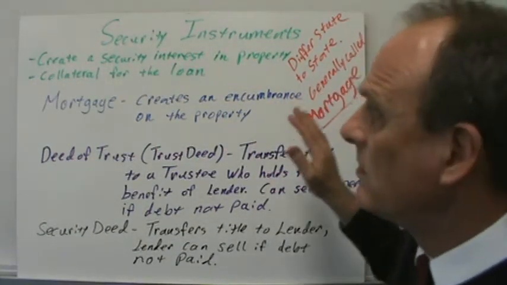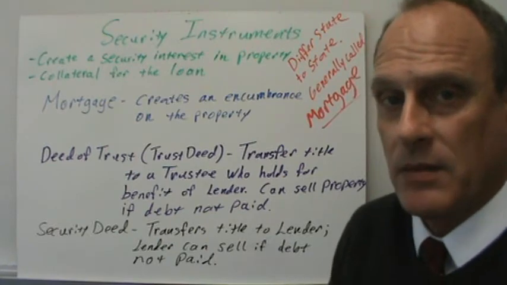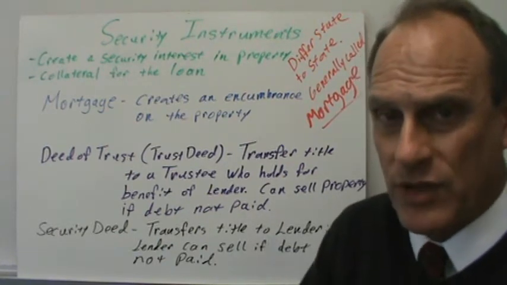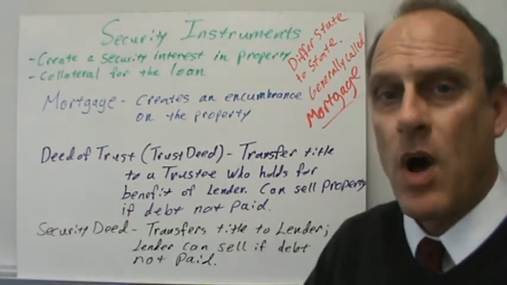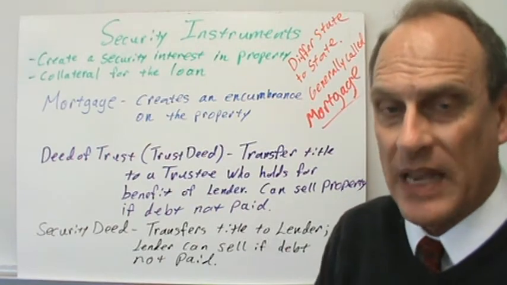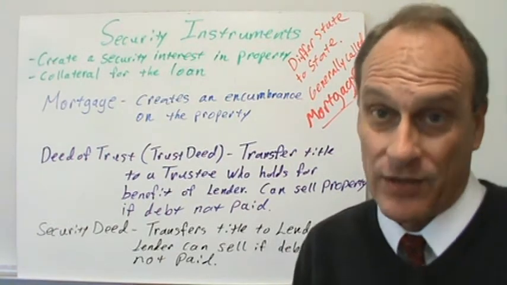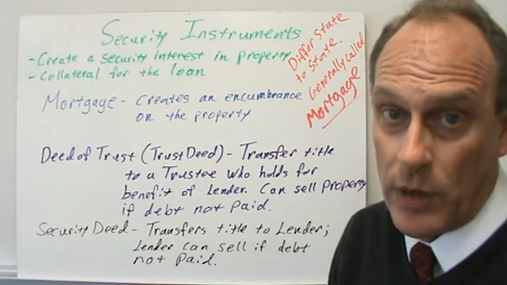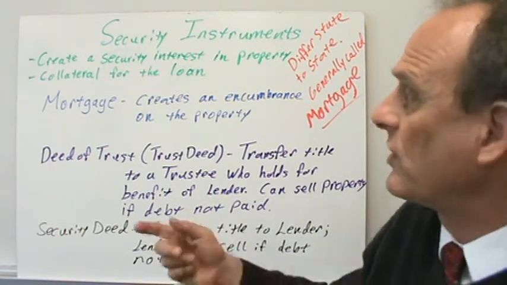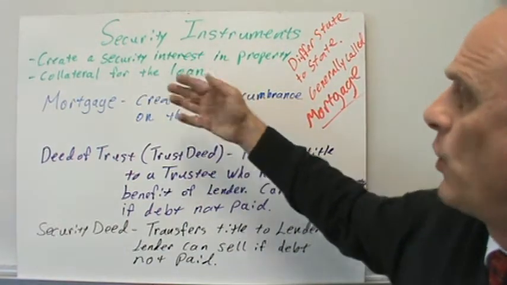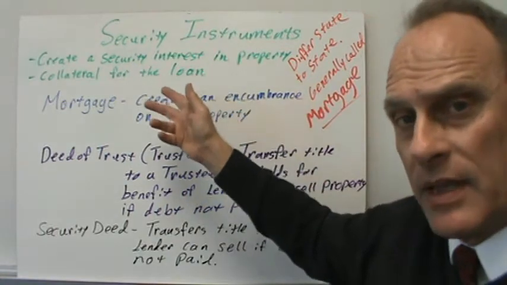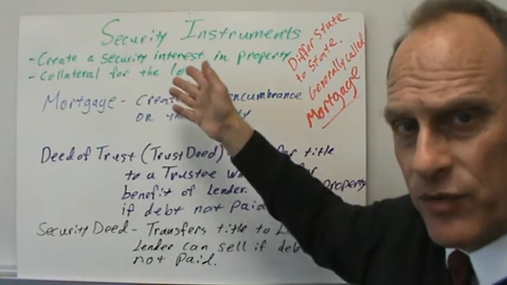Now, once you've borrowed the money, what assurances are there that the borrower is going to pay it back? Lenders want collateral. So we create that collateral, that security interest in the real property, because that's usually what the collateral is going to be: the real property that you're purchasing. That security interest is created with what we call a security instrument. What they're called differs from state to state.